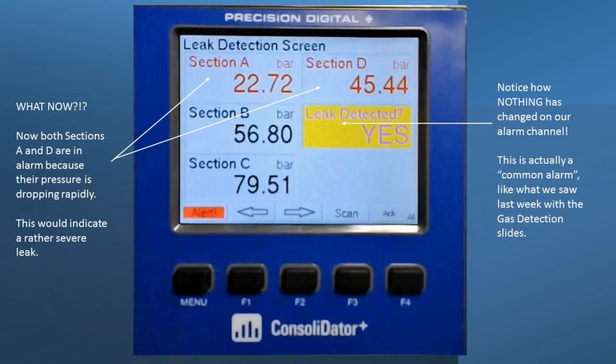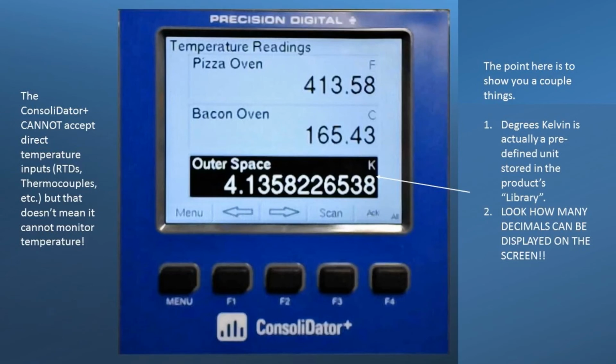So now moving on from pressure and leak detection, we're going to come up on the most widely measured process variable on the planet, and that's going to be temperature.